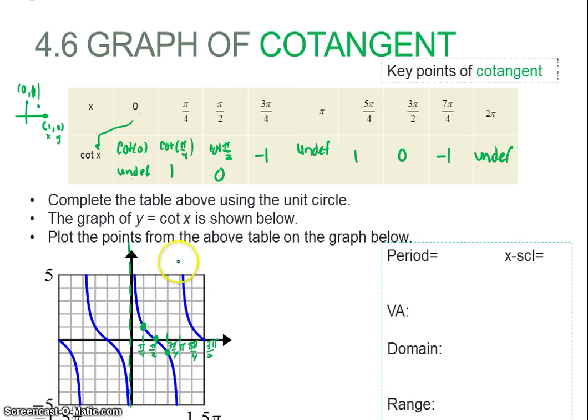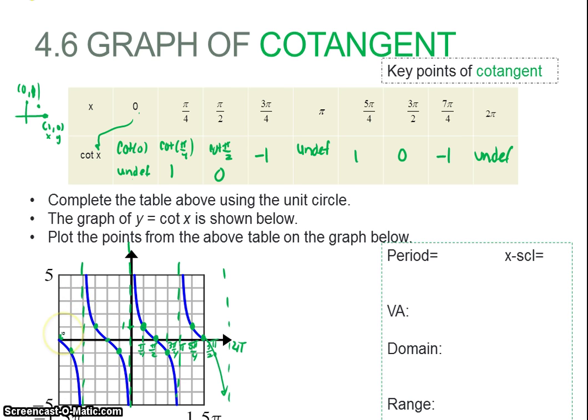At pi, it's undefined. At 5 pi over 4, we're at positive 1. And at 3 pi over 2, it's 0. And if we continued, we'd have negative 1. And then at 2 pi, we would have another asymptote. And if I had my table going in the opposite direction, I would likewise have these values marked as well.